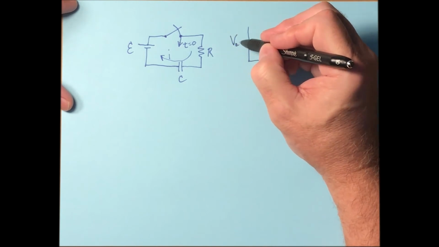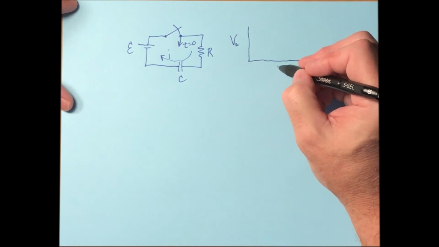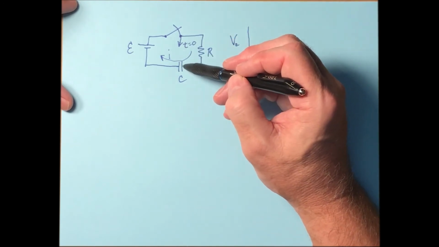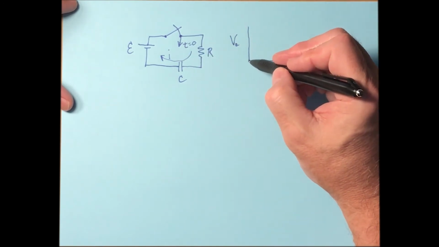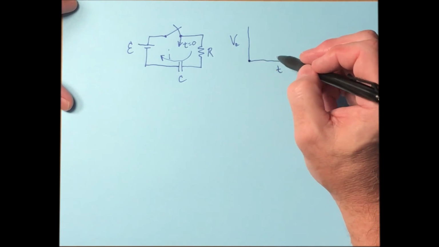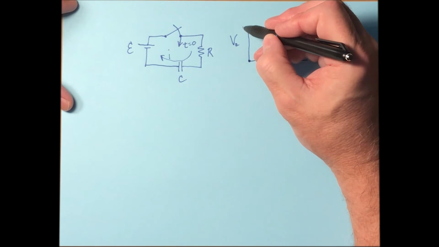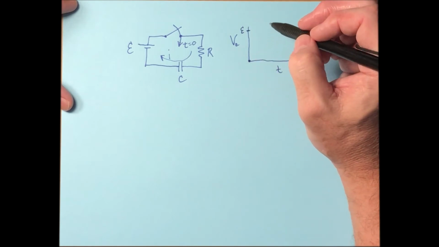If I say this is the voltage across the capacitor over time, well, what happens right at t equals 0? There is no voltage across the capacitor. It's empty. So it starts down here. But after a long time, the voltage across the capacitor is going to be E, whatever that value is.